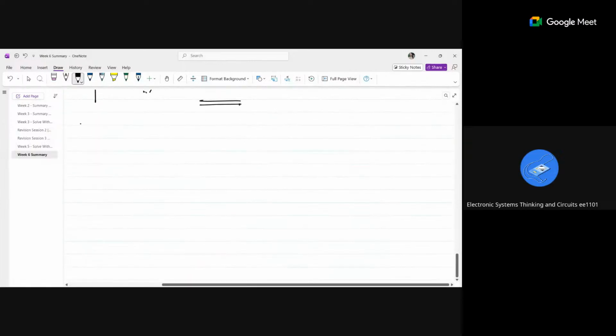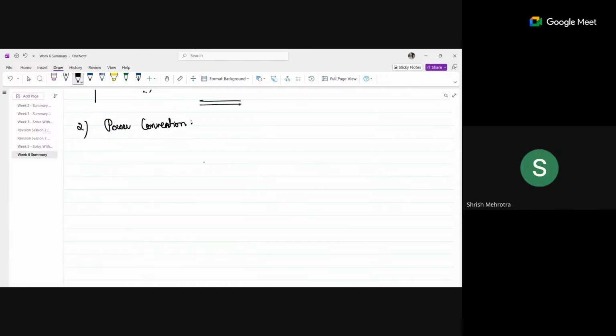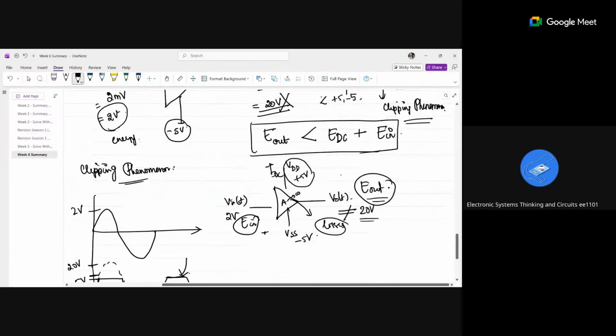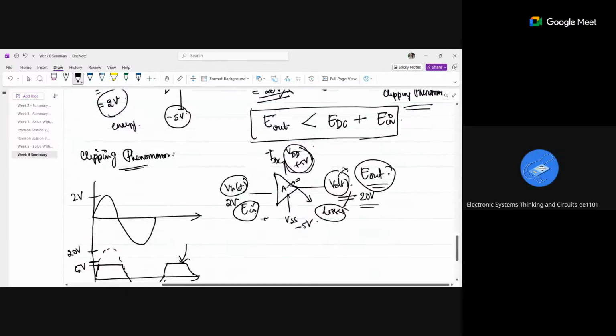So next we will be going to another important topic, that is power conversion. Energy out is nothing but the output signal will have some energy, that I termed as E out. The input signal will have some energy, that is E in. And the energy provided by this VDD is EDC. By conservation of energy.